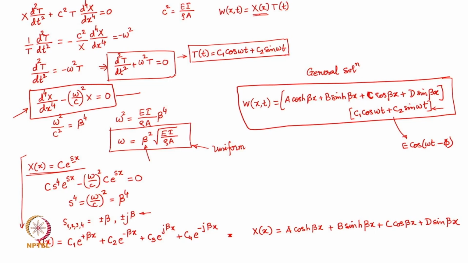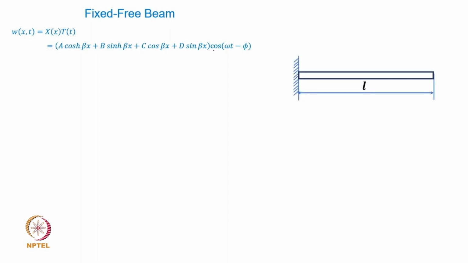With that assumption, this is the expression that we have obtained. Let us look now very specifically at what kind of frequency equation we can get, and we may begin with a cantilever beam. So it's a fixed-free beam, and as we discussed, this is the way we wrote the general solution. In this case, of course, I have used the time function as cos(omega t minus phi), but you can use the other one as well.